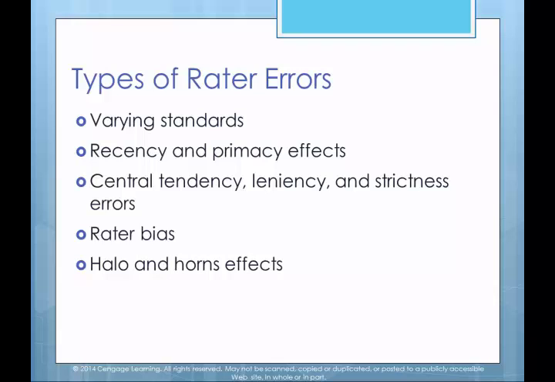The halo and horn. Halo occurs when the rater scores an employee high on all job criteria because of the performance in one area. So if they have excellent attendance, but they don't really have quality of output, that could be considered a halo effect if the manager just says, well, he's great, he comes to work every day, so I'm going to give him that halo effect. The horn effect occurs when a low rating on one characteristic leads to an overflow into an overall low rating.